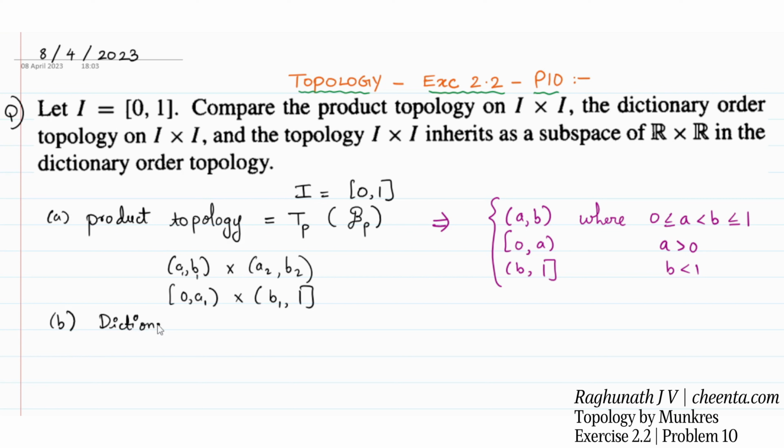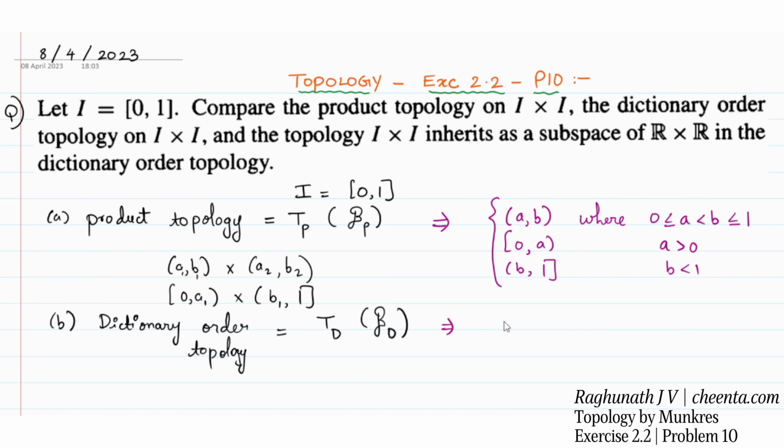Let us consider the dictionary order topology, which is TD, and let the basis of that be BD. So over here, the basis elements are just the open intervals, and again the minimum number to some number and some number to the maximum number. But here the order that you put on the numbers will be dictionary order. On which set? On I cross I.